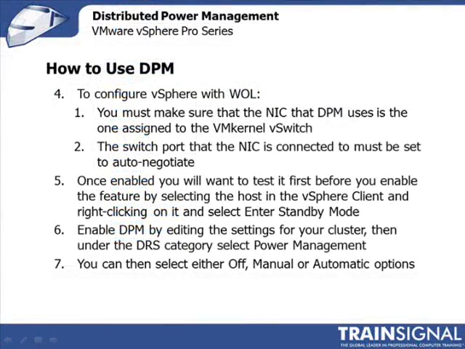To configure DPM for Wake on LAN, there's nothing to configure, but you must make sure that the NIC that DPM uses is the one assigned to the VM kernel vSwitch. You may need to rearrange your NICs so you have one that supports Wake on LAN in the VM kernel vSwitch. Additionally, the switch port that the NIC is connected to must be set to auto-negotiate, as many NICs only support Wake on LAN if they can switch to 100 megabit or less when the host is powered off.